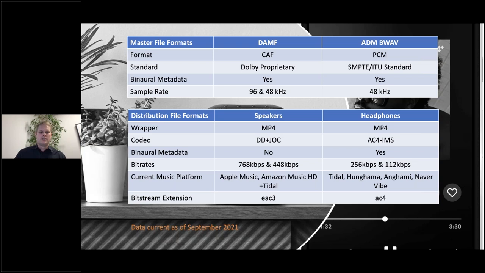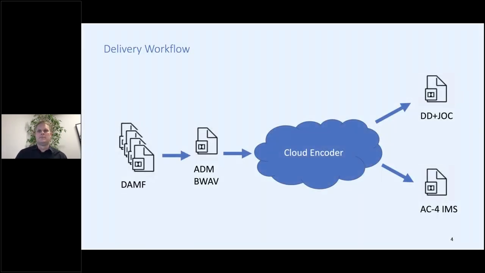So what does this look like on the delivery side? Well, once you've created your DAMF, if you're printing into the renderer at 96K, you're going to convert that to a 48K ADM BWF. The ADM BWF, as we've talked of in previous webinars, is exportable directly from some of the workstations. So whether you've got deep integration in something like Avid Pro Tools, Nuendo, Blackmagic Resolve, where they actually will export that ADM BWF, or you're exporting it from the Dolby Atmos renderer or the Atmos Conversion Tool, then that ADM BWF becomes your mechanism for sending information out into the distribution chain.